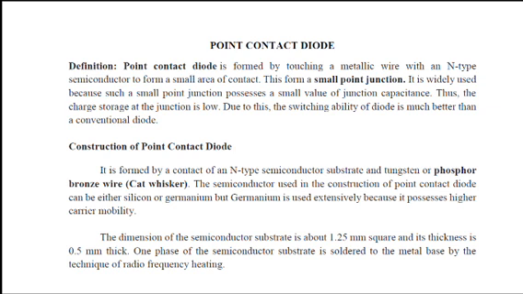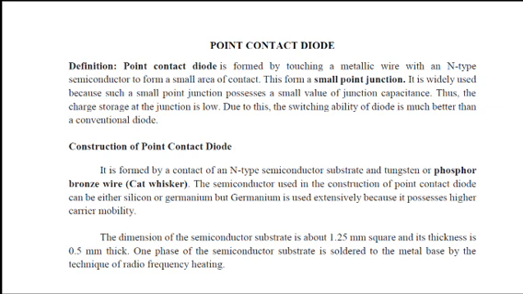The point contact diode is formed by touching a metallic wire to an N-type semiconductor to form a small area of contact. This forms a small point junction. So here some junction capacitance is formed at the junction, and the charge storage will be very low. So the switching ability is much better than the conventional diode.